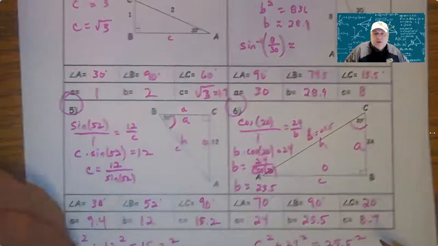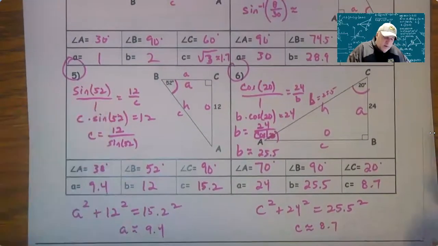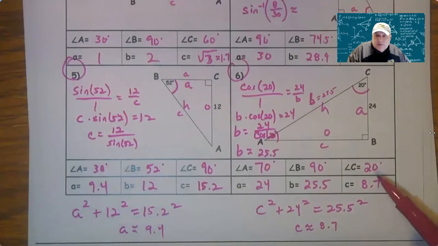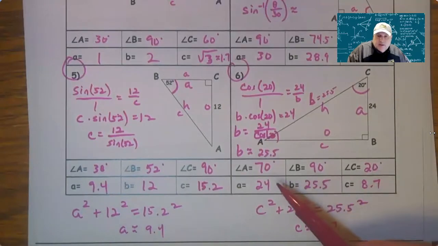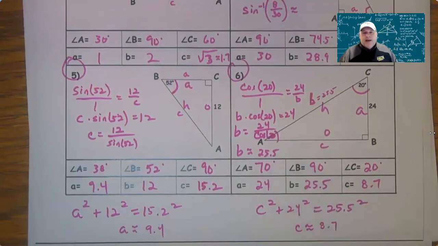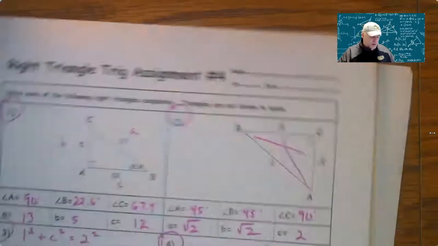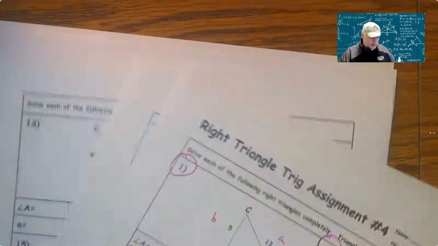And then just make sure as you check your data that, again, smallest side opposite the smallest angle, middle side right here, 24, is opposite 70 degrees, and then largest side 25.5 is opposite 90. That has to work every single time. If that's not working, then you did something wrong.